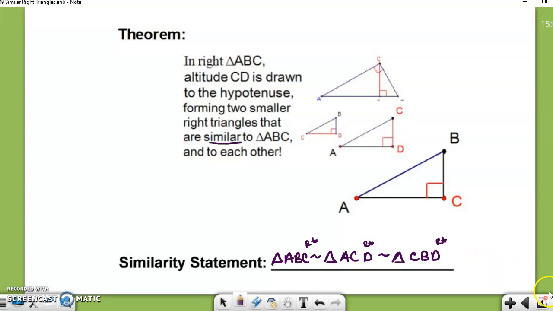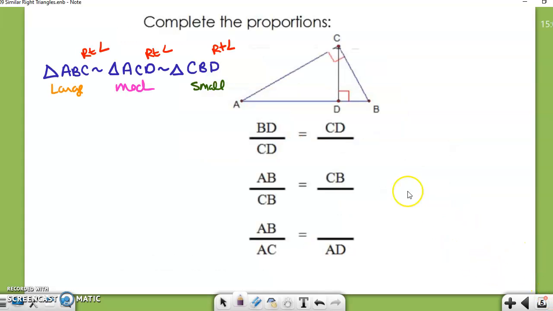Okay, using that, I'm going to carry that over to the next page. We're going to set up some proportions here. I am looking at BD. This is on my small triangle. And then I've got CD, which is on my medium triangle, is equal to, I go back to my small triangle and go CD, and then I go to my medium, which is going to be AD. AD is in the same position on the medium triangle.